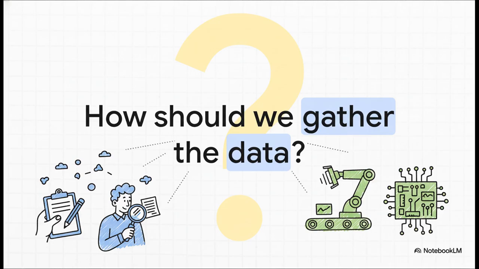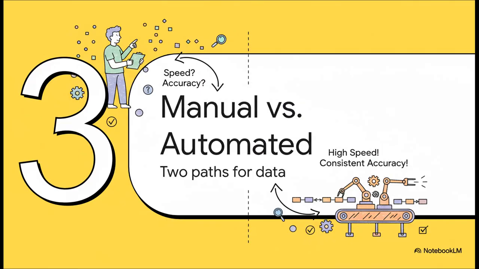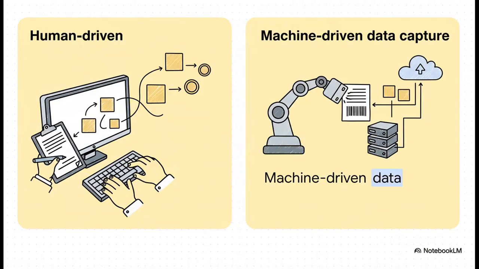And the biggest question we have to ask right at the beginning is this: how are we actually going to get this data? The way we answer that question is going to send us down one of 2 totally different paths. And those 2 paths are manual versus automated data collection. Now, this isn't just some small technical preference. This is a huge choice that's going to define the speed, the accuracy, and the entire efficiency of the system that follows.